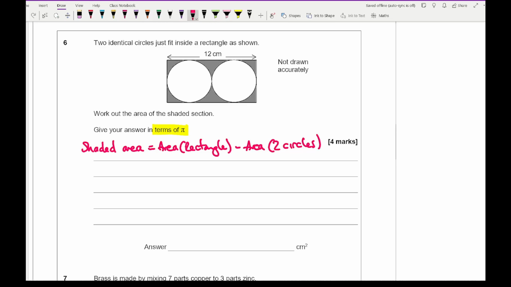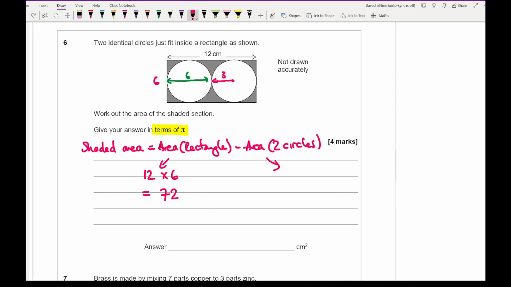So looking at the diagram, we know that if the total length of two circles which are the same is going to be 12, then the diameter of each of those circles is going to be 6 and the radius is going to be 3. So here the height of that rectangle is going to be 6. So to work out the area of the rectangle, that's going to be 12 times 6, which equals 72.